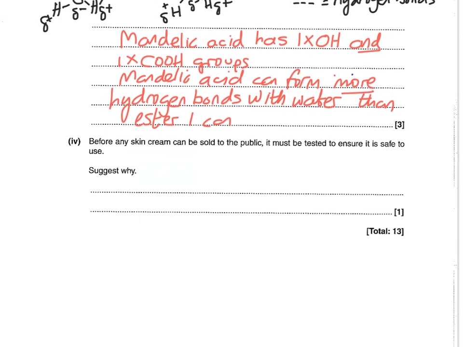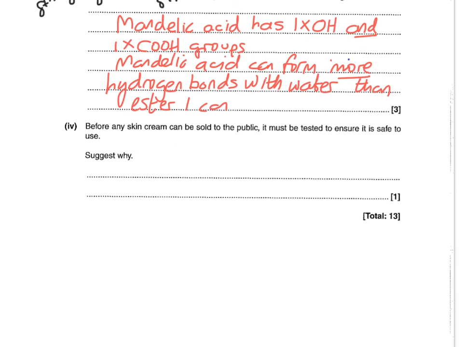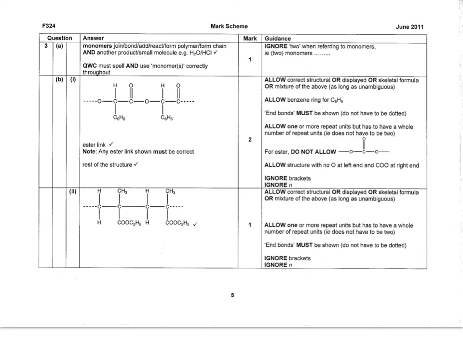So moving the page down, the final part says before any skin cream can be sold to the public, it must be tested to make sure it's safe to use. And they want you to give a reason, and that's to check for side effects or toxicity. So look at the mark scheme now. We got the monomers, and we talked about the small molecule produced in addition. We got this correct structure with the ester linkage, and we got this structure as well, showing the single bonds that are produced when you get addition polymerization.